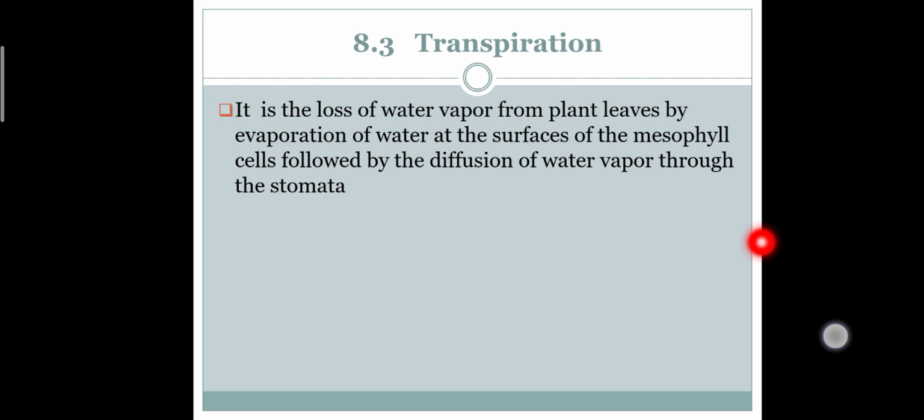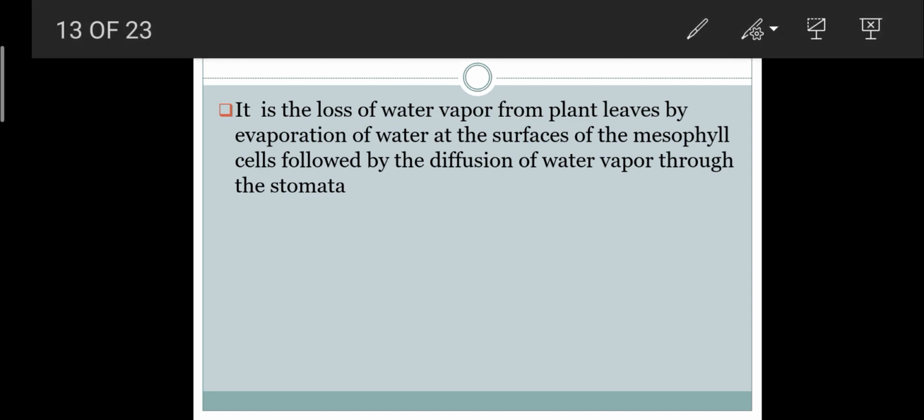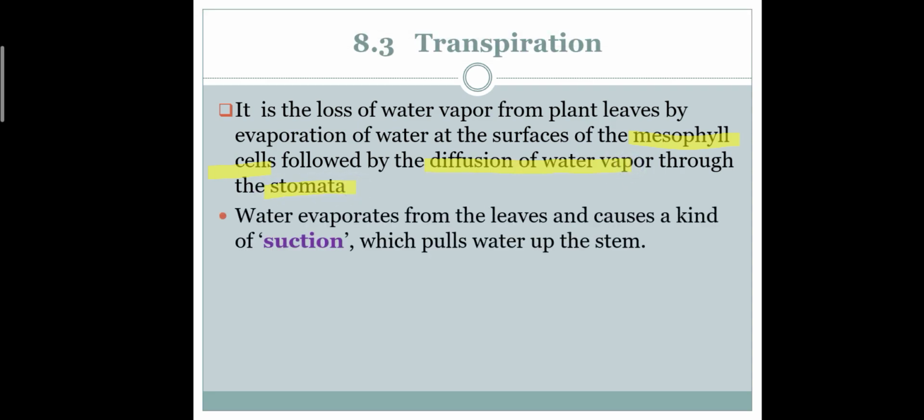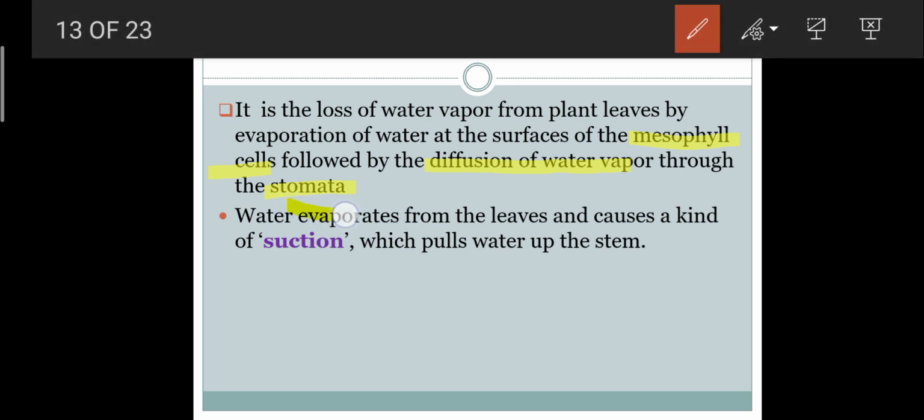Now we will talk about transpiration. Transpiration is the loss of water vapor from the plant leaves by the evaporation of water at the surface of mesophyll cells, followed by the diffusion of water vapor through the stomata of the plant. Water evaporates from the leaves and causes a kind of suction.